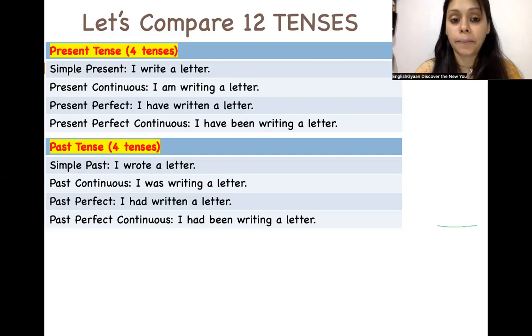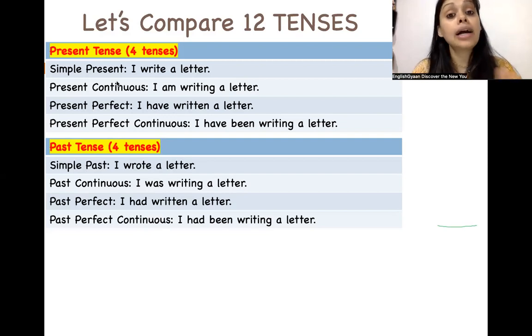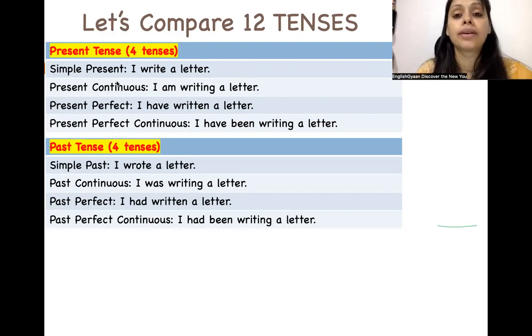I wrote a letter. मैंने खत लिखा था. I was writing a letter. मैं खत लिख रही थी. I had written a letter. मैं खत लिख चुकी थी. I had been writing a letter. मैं खत लिखती आ रही थी. I had been writing a letter. मैं खत लिखा करती थी. But now I'm not doing it.